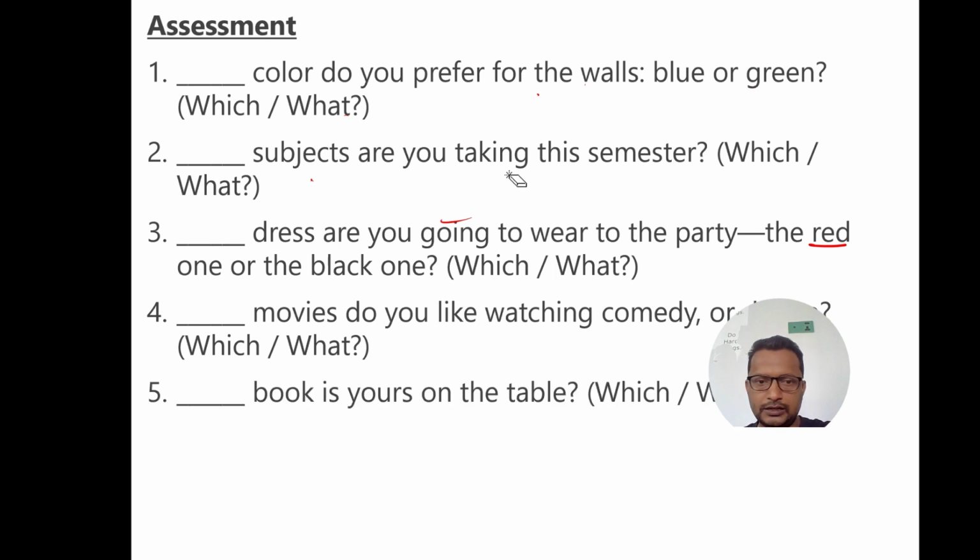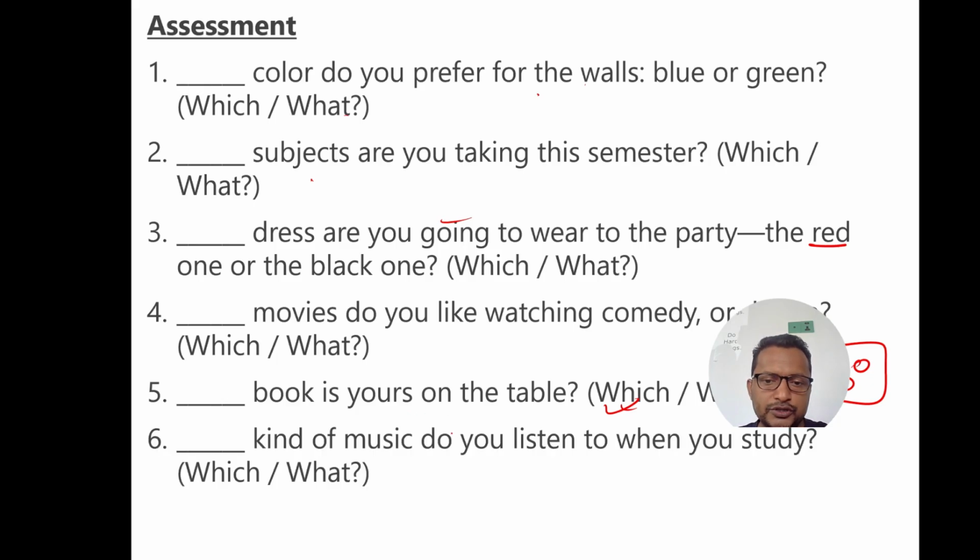Okay, and then going down, this book is yours on the table. Which or what? Which book. Why? Because you are choosing between the books that are on the table already. For example, on the table there are 3 books, and out of these 3 books you will say which book is yours, right? That kind of music do you listen to when you study? Which or what? What, because we are not given options to choose the music, right? That's "what". I hope it is clear.